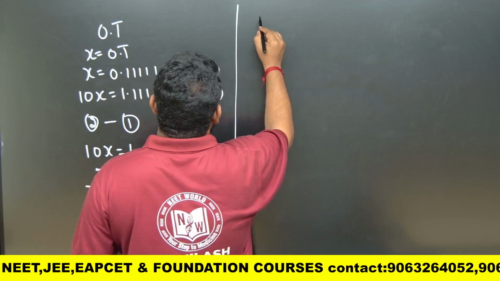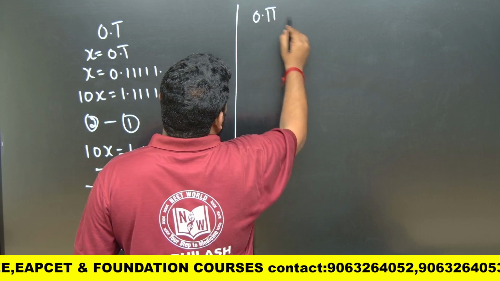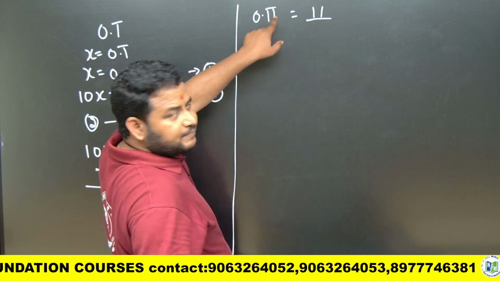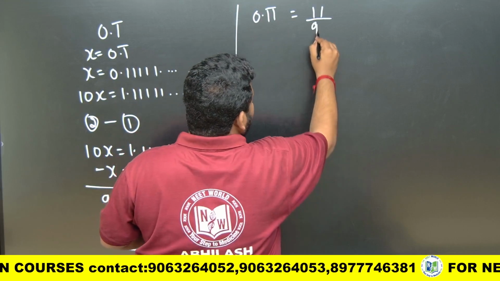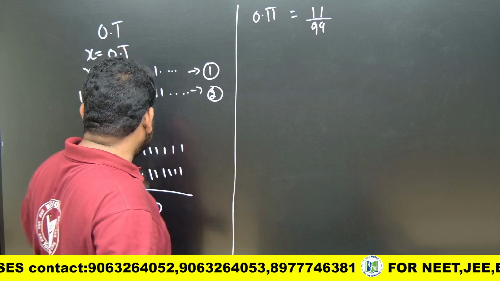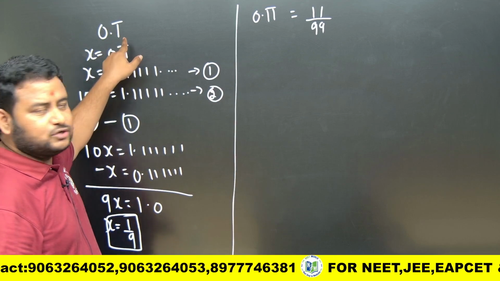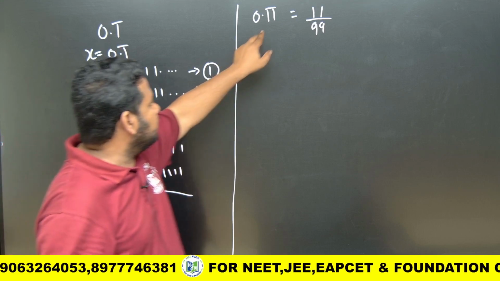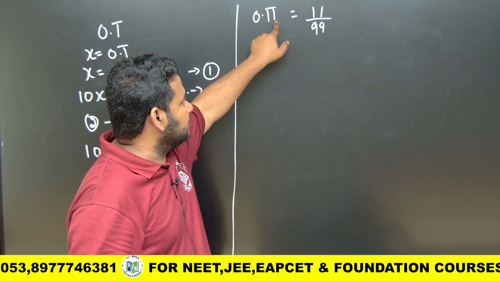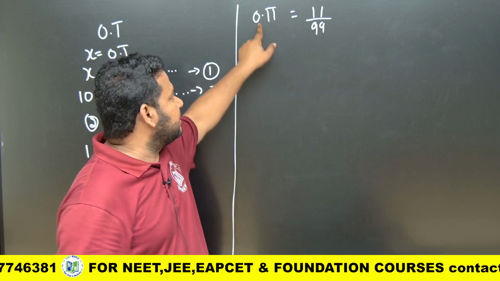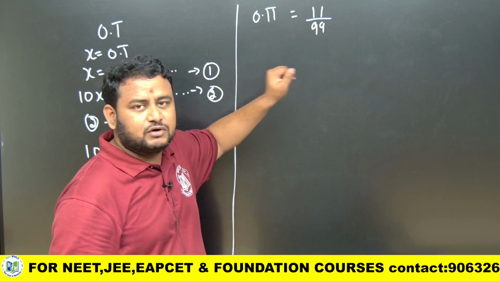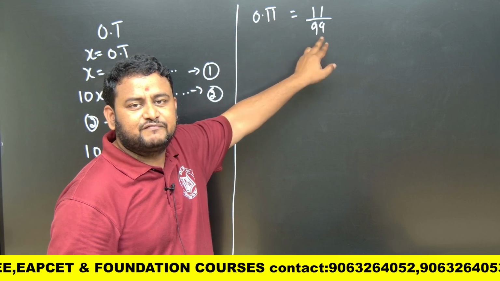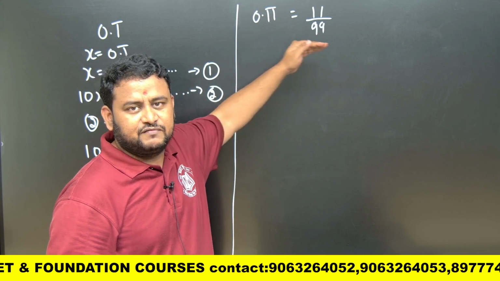What I am telling is, if they are given 0.11 bar, the answer to this question I will directly write as 11 by, if the bar is on 2 numbers, I will write it as 2 nines. If the bar is on one number, I will write it as 1 nine. Whatever is in the numerator, what should be the numerator? Whatever is after the decimal point, 1 1, I will write 11 as the numerator as it is. In the denominator, what should come? After the decimal point, on how many numbers is the bar there? That many number of 9s I should write in the denominator.